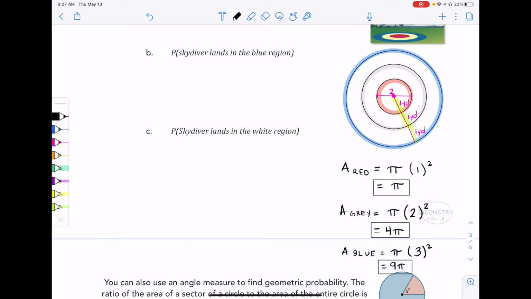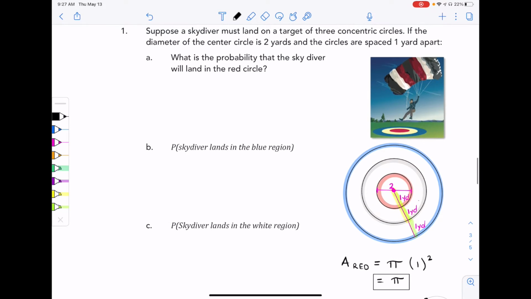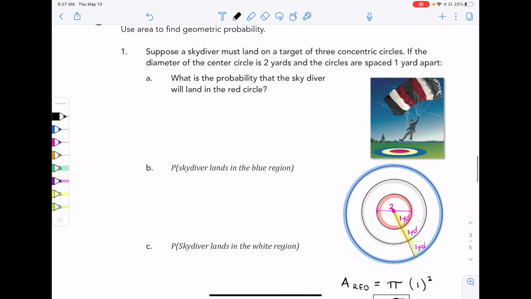Okay, we're going to use these and we're going to have to apply different properties for each of these parts that we're going to be solving for. So part A, what is the probability that the skydiver will land in the red circle? So the total area of the target is the blue circle, which is 9 pi.